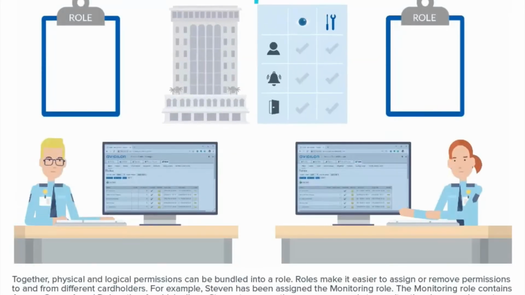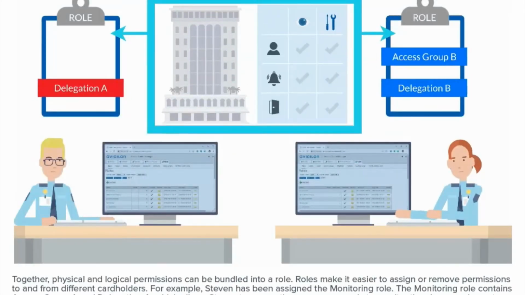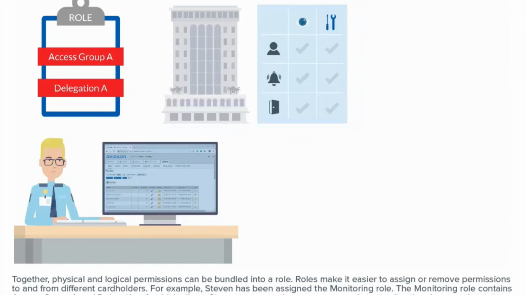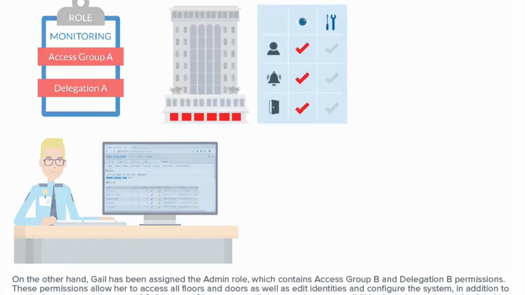Together, physical and logical permissions can be bundled into a role. Roles make it easier to assign or remove permissions to and from different cardholders. For example, Stephen has been assigned the monitoring role. The monitoring role contains Access Group A and Delegation A, which allows Stephen to access the server room only to monitor the alarms and events.